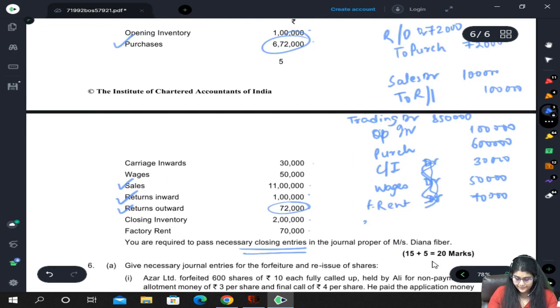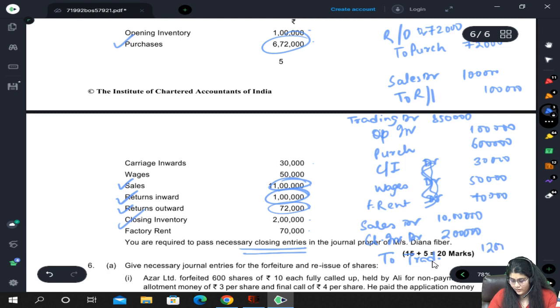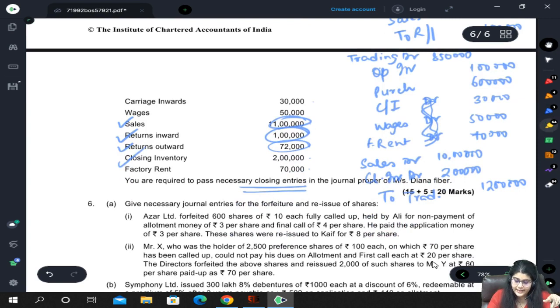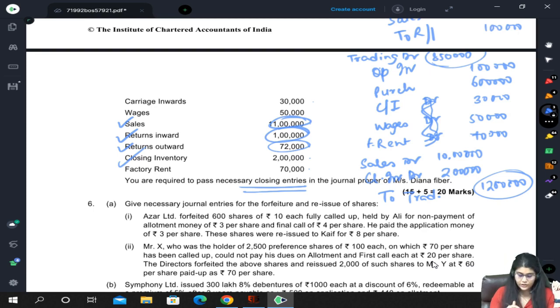Coming to the credit side, we have sales, 11 lakhs minus 1 lakh, so that is 10 lakhs. And we have the closing inventory. Closing inventory of 2 lakhs. We transfer this to the trading account. 12 lakhs, done. Finally, netting these out, 12 lakh minus 8,50,000, which is 3,50,000.